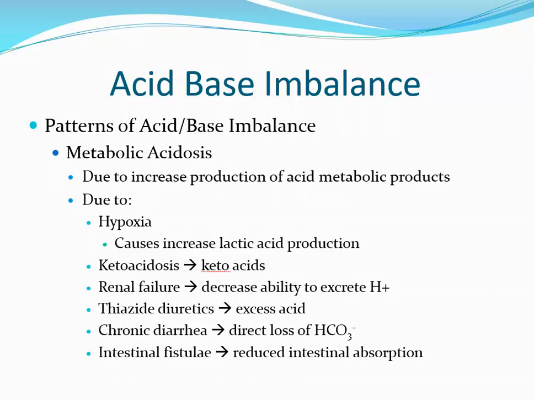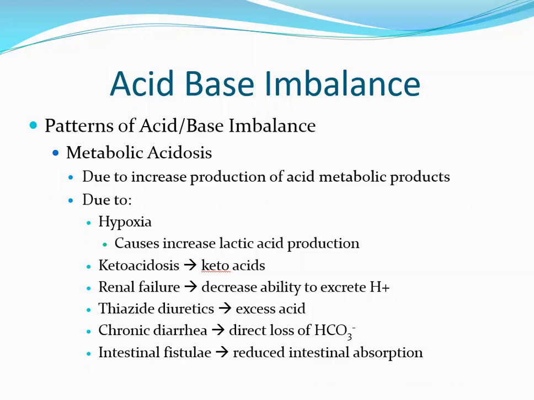Metabolic acidosis. This is due to an increased production of acid metabolic products. This could be due to hypoxia. Prolonged hypoxia will result in lactic acid production, a shift into lactic acid metabolism. Could be due to ketoacidosis, which produces keto acids. This is common in people with diabetes mellitus. Renal failure, where there is a decreased ability to excrete hydrogen ions.